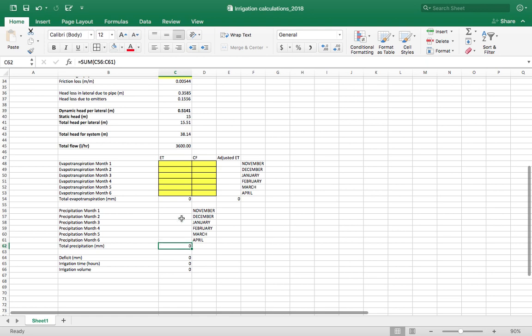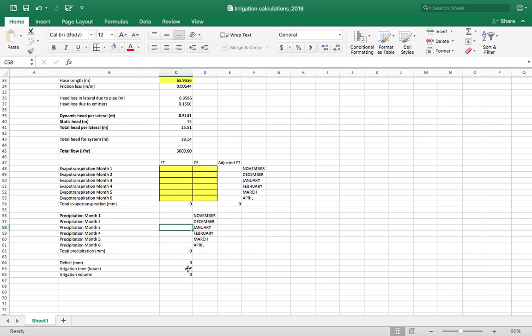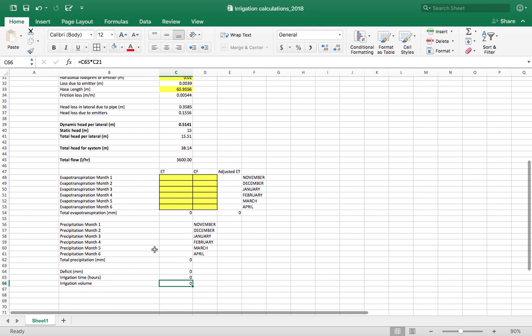So first of all, rain we get for free. So we'll calculate the precipitation each month. We'll see what the deficit is. So how much water would we need to add through irrigation to replace the evapotranspiration after we incorporate the amount of rain we get. So how long would that take us to actually irrigate that amount of water? And then what's the overall irrigation volume? So how much water would we need to supply to this crop over this period?